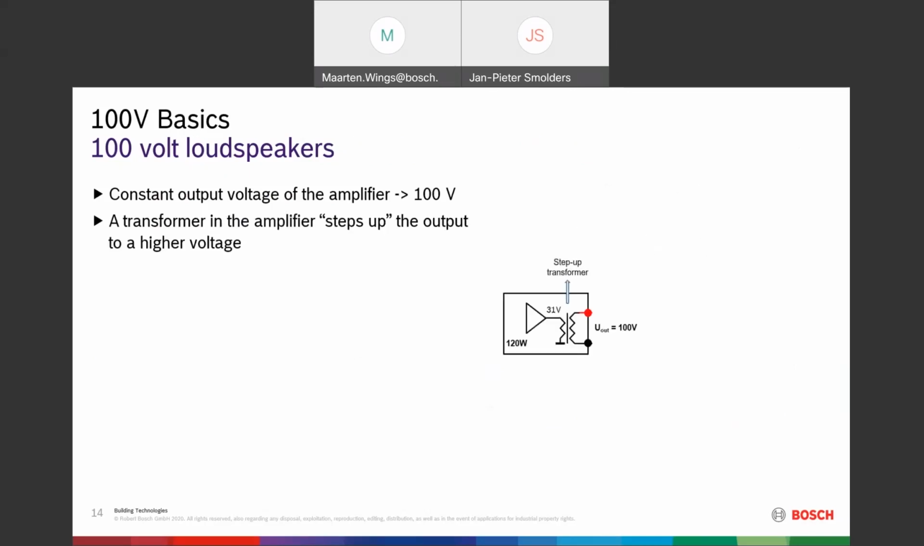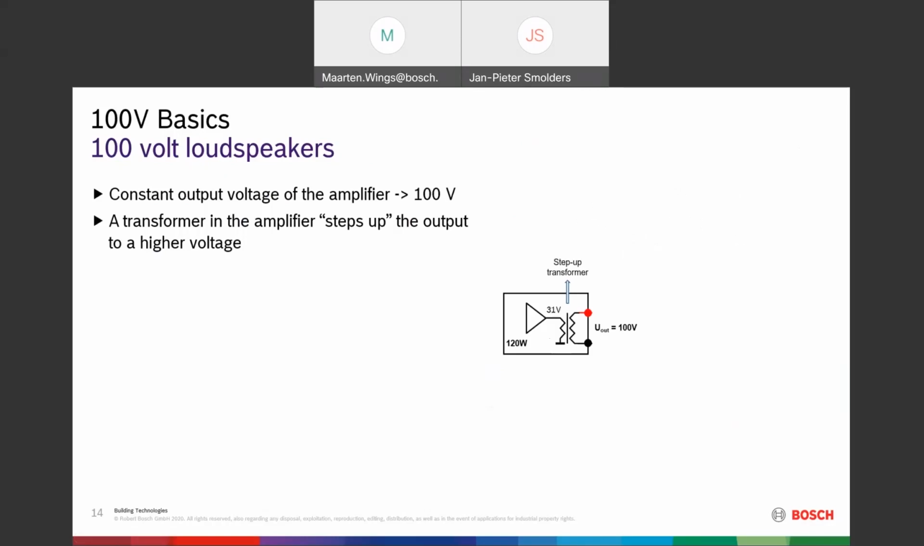Now, how does that work? Basically, it's the same amplifier as we have seen in the previous examples. With the low impedance loudspeakers, it's the same amplifier which delivers 31 volt at the output. But what we have done here, we have added a transformer just behind the amplifier. So that's inside the device.